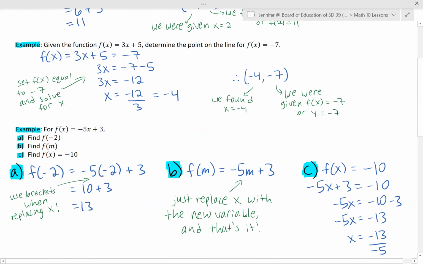So when x is negative 2, we would get 10 plus 3, we would get 13. So f of negative 2 is equal to 13. It didn't ask us to write this as a point, but if it did, that would be the point. That's our x and that's our y.